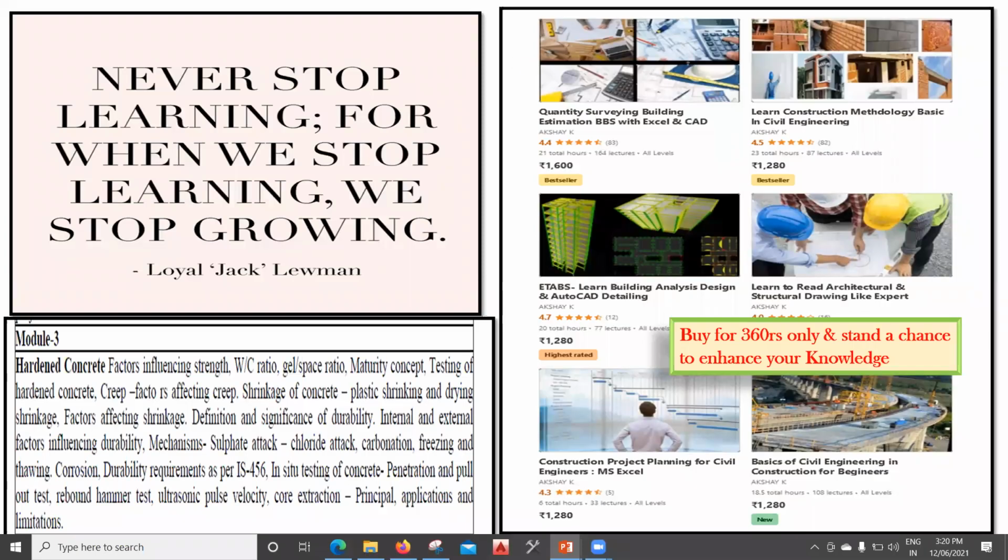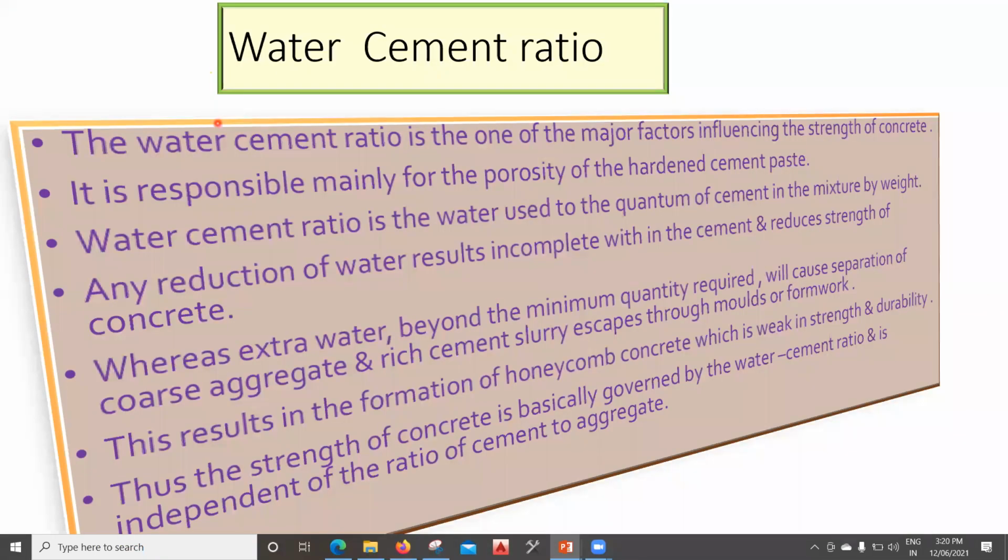Hello learners, in this lecture we will see what is the importance of the water cement ratio, and we'll also try to understand the maturity concept of the concrete. So we already understood what is water cement ratio, but still we'll try to see it once again. The water cement ratio is one of the major factors which influences the strength of the concrete. It is mainly responsible for the porosity of the hardened cement paste.